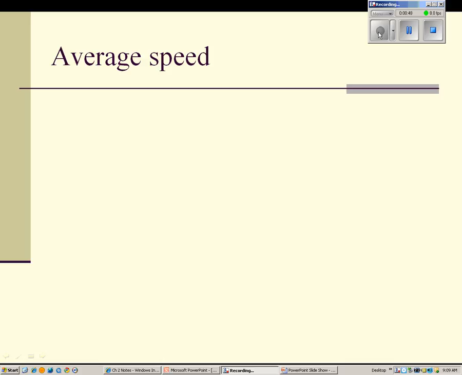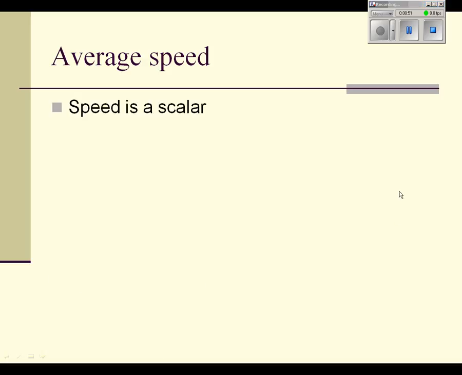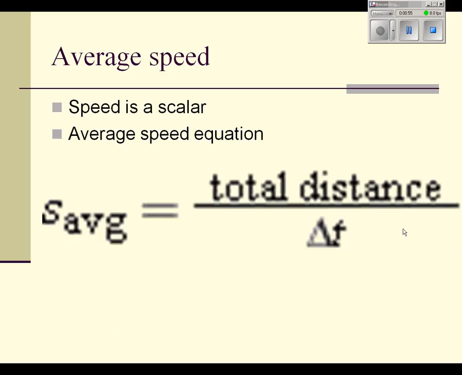All right, now let's take a look at average speed. Speed is a scalar, so it only has magnitude, and the equation is this. It's total distance all over time, not displacement, but distance all over time.